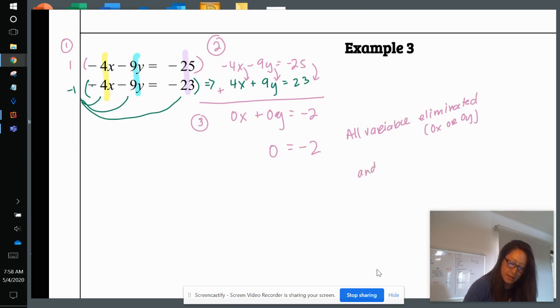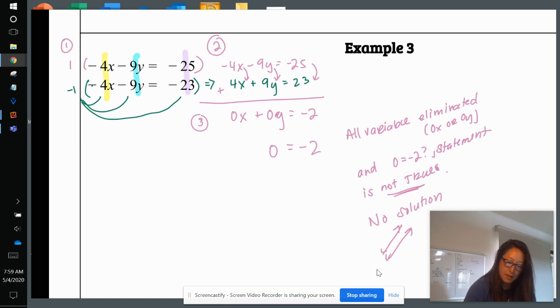And does the statement stay true? So does 0 equal negative 2? No. The statement is not true. So what kind of solution do I have? I have no solution. These lines are parallel. Okay? No solution. The lines are parallel.